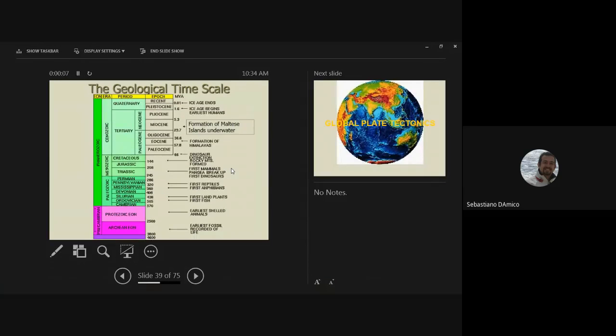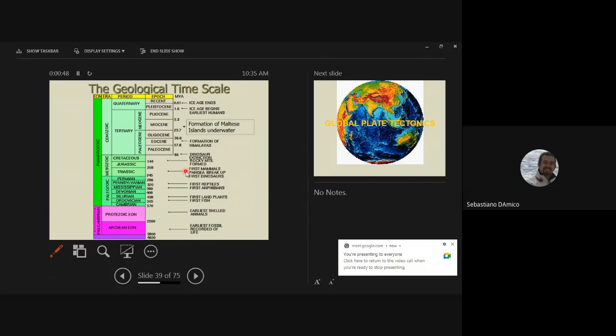Okay. So now that we know that we do have two methods for dating things, we can reorder our time scale, starting from the bottom, 4,600 million years ago, and scaling up to the present day. This is what we call the geological time scale. We have a few milestones here, okay? Now, the geological time scale is divided into eras, periods, and epochs.